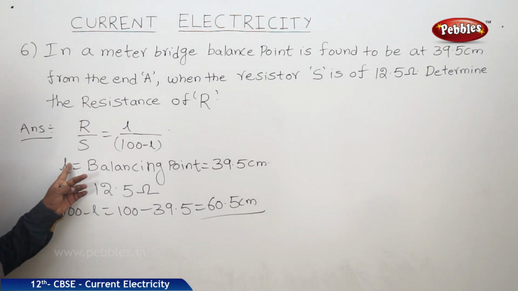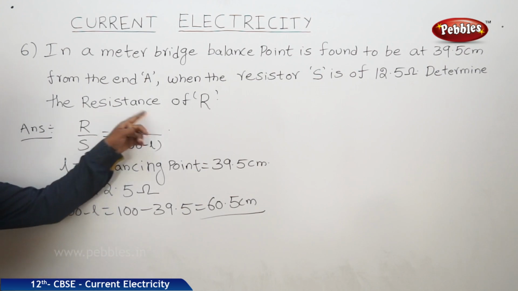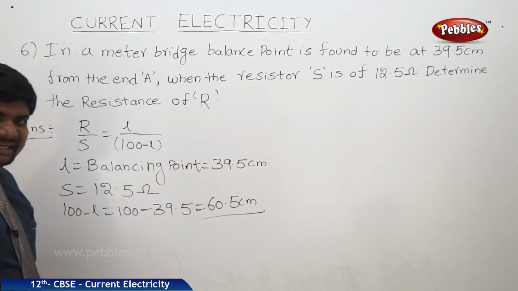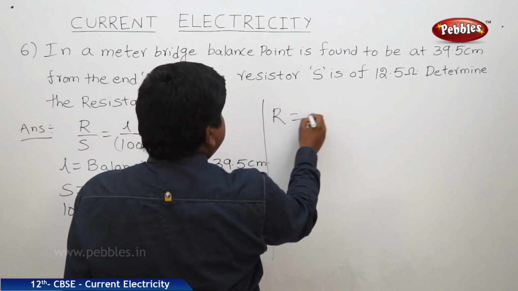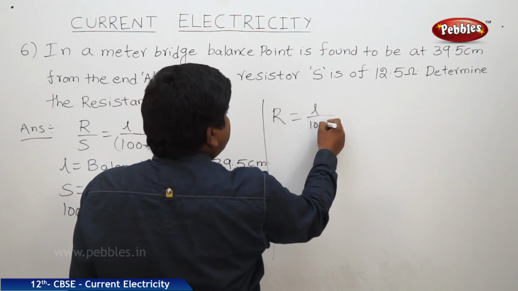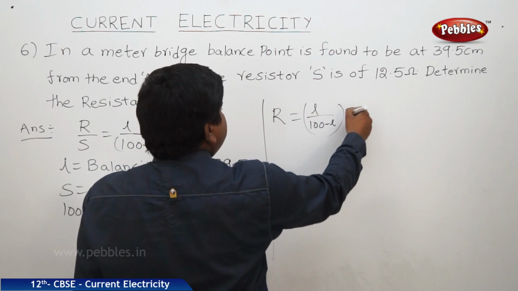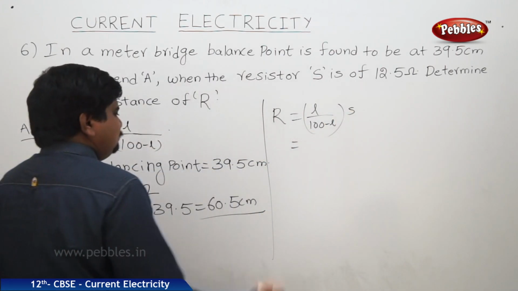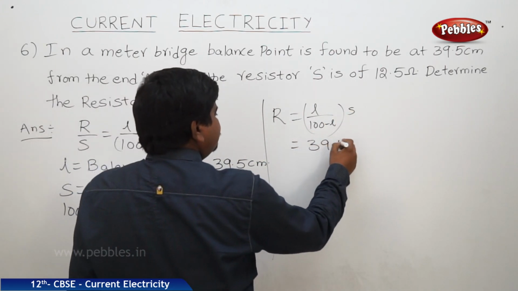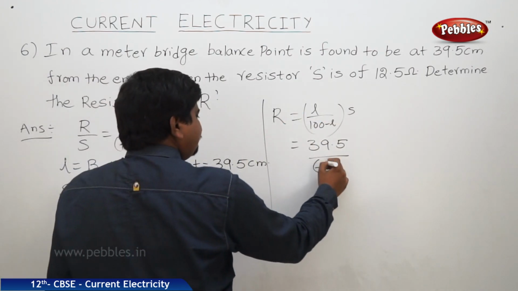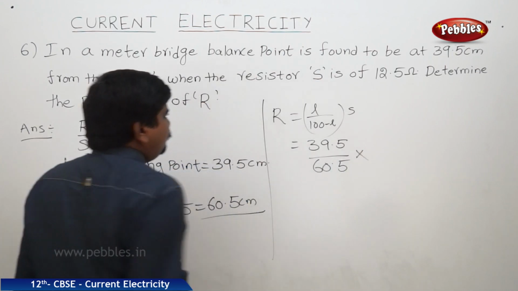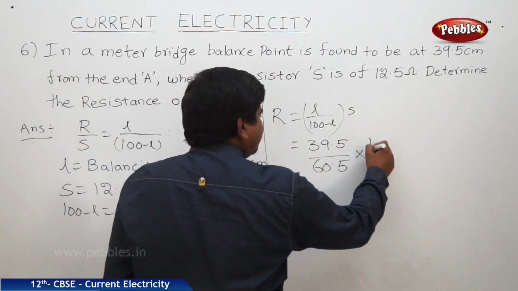So we should substitute L, S and 100 minus L in the given formula. Then we can get the R value, which is the unknown. Therefore R is equal to L by 100 minus L into S. What is the L value? 39.5. What is 100 minus L? 60.5 into, what is the S value? 12.5.